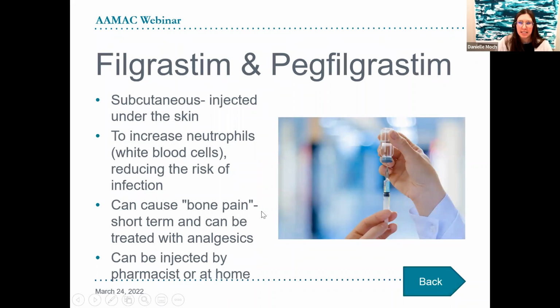So the filgrastim and pegfilgrastim are the GCSF growth factors, and those are the ones that stimulate the white blood cells to fight infection. It is another subcutaneous injection given under the skin to help fight infection. This medication in particular can cause a lot of bone pain, which can be treated with analgesics, and it can be injected at home or by your local pharmacy as well.